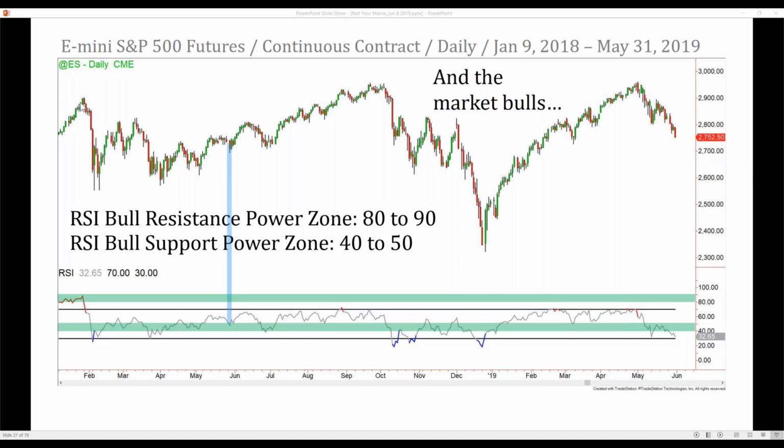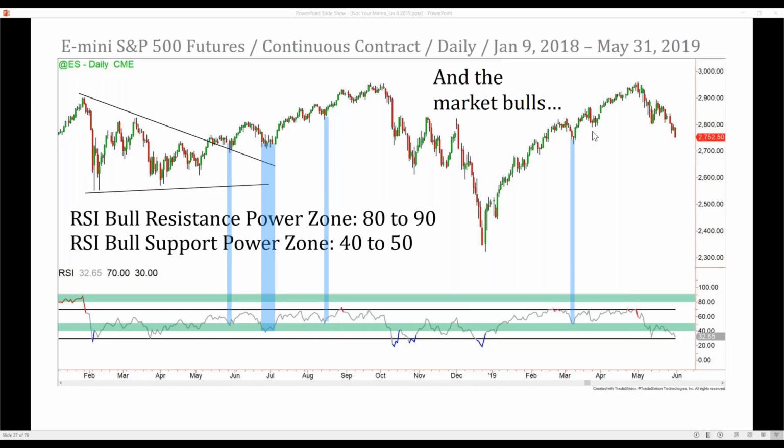Look at the breakout after the consolidation in early 2018. We had a pullback and it held, with the RSI holding the bull support power zone. Had another pullback, RSI held the bull support power zone. You wouldn't have gotten that indication if you were waiting for 30. Along the way, we had an RSI hold at bull support power zone. So this allowed you to use this indicator to help you trade with the trend, not just deal with trading ranges.